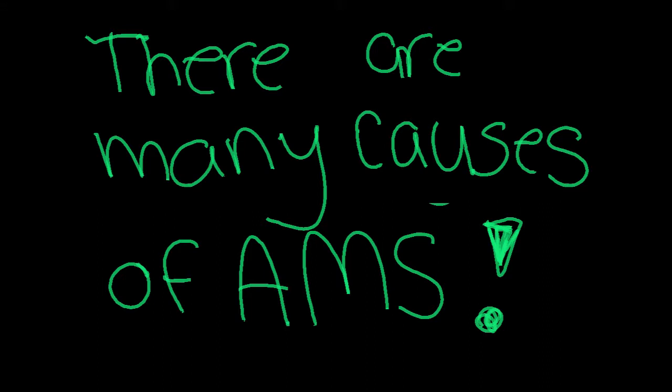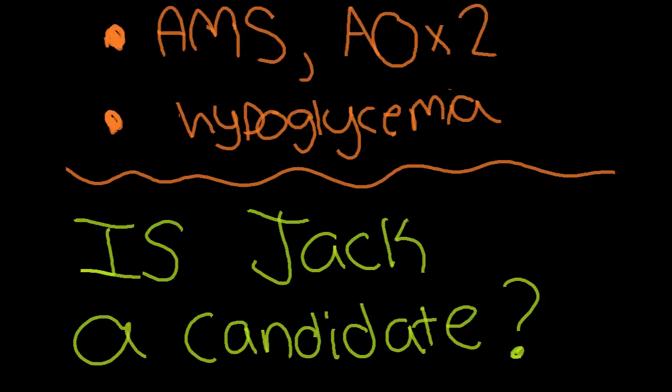And according to my local protocols, to treat hypoglycemia, which is defined by my state as less than 60, we can give oral glucose to reverse the hypoglycemia. So Jack does have hypoglycemia, so can we give him oral glucose to solve this issue? Let's review the indications and the contraindications of oral glucose to determine if he is a candidate for oral glucose treatment.